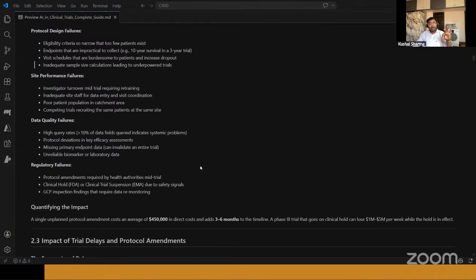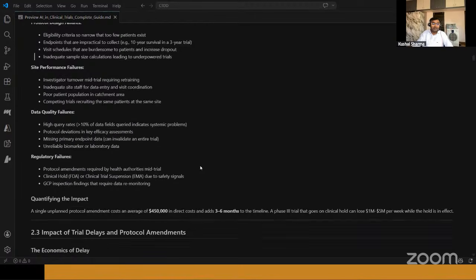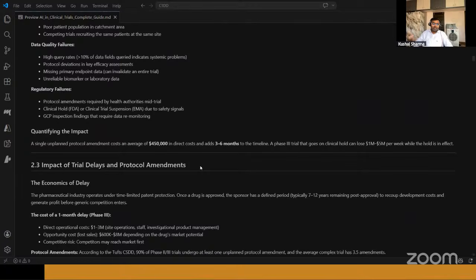Missing primary endpoint data can invalidate an entire trial. Biggest loss: unreliable biomarker or laboratory data. Then regulatory failures are there. So protocol amendments required by the health authorities mid-trial, clinical hold like FDA or clinical trial suspension like EMA due to safety signals. Then GCP inspection findings that require data remonitoring. So understand the quantifying effect of the impact.